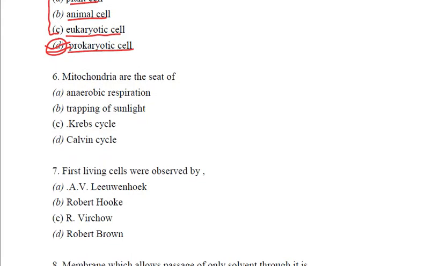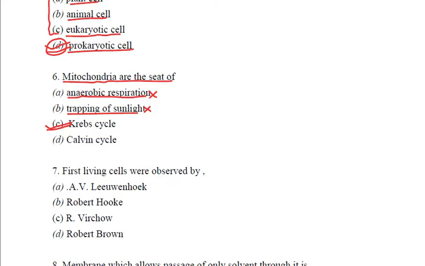Next question. Mitochondria are the site of, or seat of, is it anaerobic respiration? Of course not. Because mitochondria in absence of oxygen? No. Here respiration takes place in the presence of oxygen. Trapping of sunlight? No, because that is done through chlorophyll, which is not present in mitochondria. Krebs cycle. Mitochondria is the site of Krebs cycle. So this is our correct option, Krebs cycle.